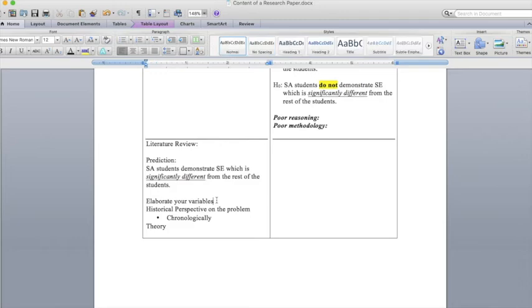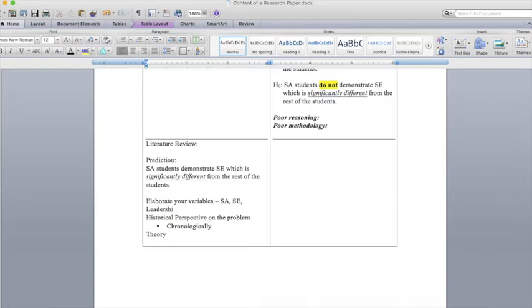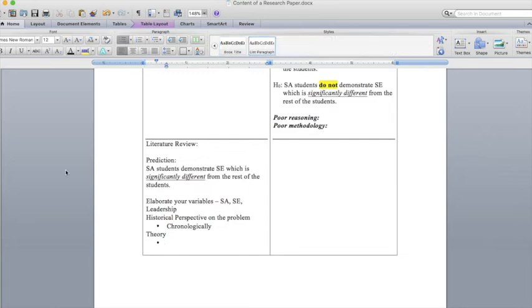So what are the variables? Let me write your variables. So South Asian, self-efficacy, and leadership. Those are our variables. Now here the difficult component is finding a theory. Now it is very easy to do research if it is just about getting knowledge, like finding answers for these questions, but research is not that. You need to have a theory to support your study.